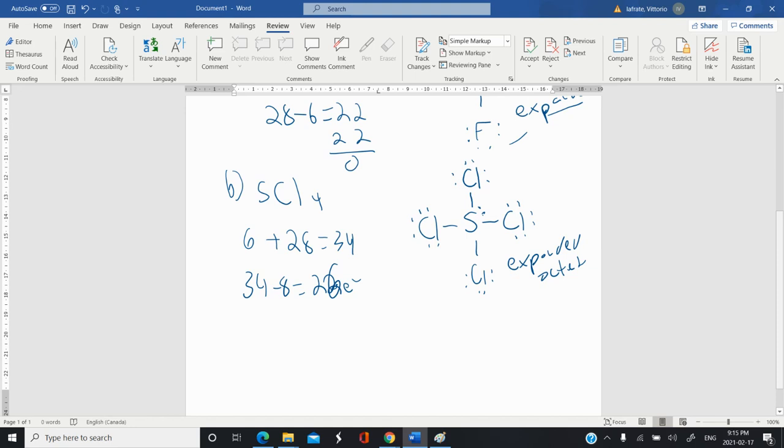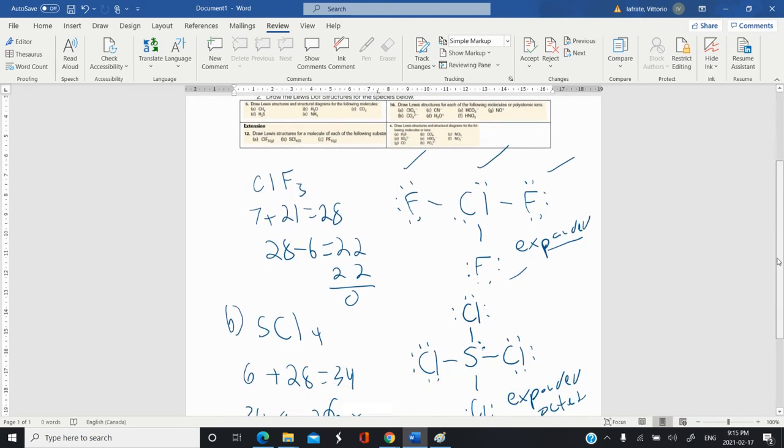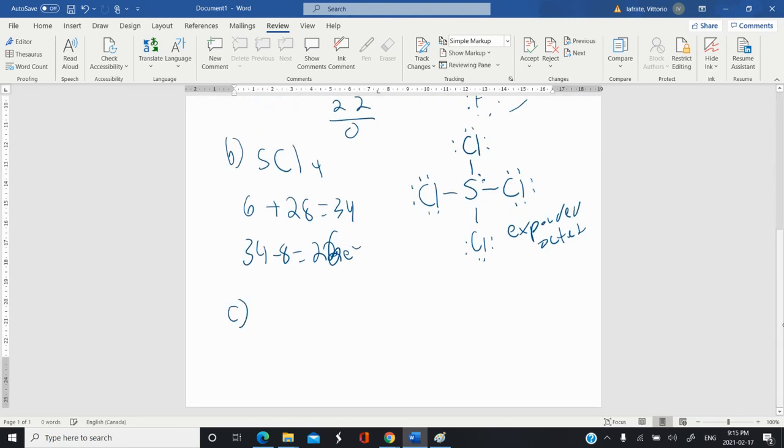And we'll do our last example, which is the PF5. So we have 5 valence electrons from phosphorus, and then 7 times 5, 35 from fluorine. That's 40 total electrons to place. So let's go ahead and do that. We'll put P in the middle, and then the F's will be the peripheral atoms, like that. And so we placed 5 bonds, so that's 40 minus 10, that's 30 electrons left to place.